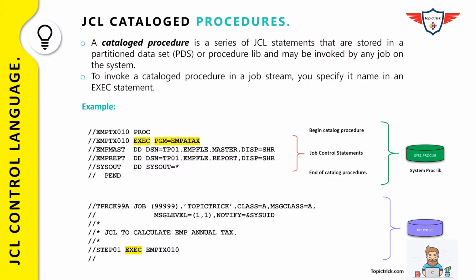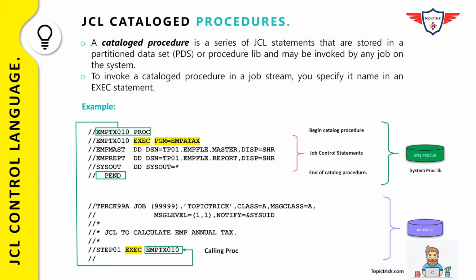Now let's focus on the example. The following example has two sections. The top section is a catalog procedure and the bottom section is a sample JCL that invokes this catalog procedure, which is stored as a part of a PDS member. So the catalog procedure again starts with a PROC and ends with a PEND statement. And all the statements included between the PROC and PEND statements are treated as proc statements, and they can only be executed when the proc is invoked with the help of a JCL.